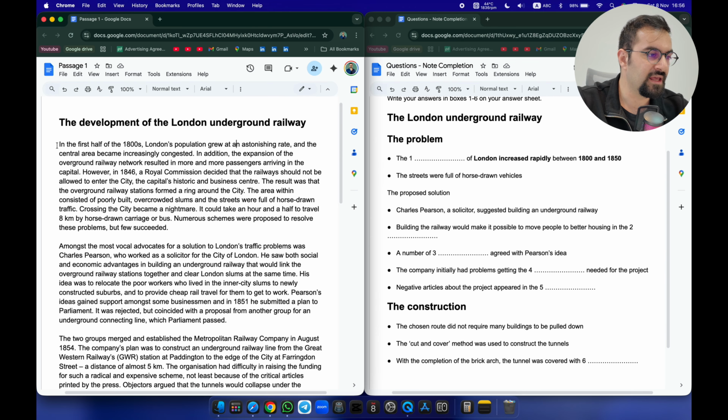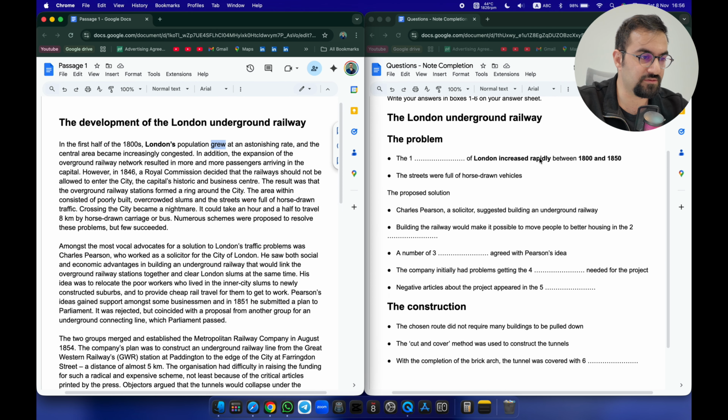And here we are. In the first half of the 1800s, London's population grew at an astonishing rate and the central area became increasingly congested. Wow, I think I already read something related to London, so I saw it, and population. So population looks like that is the answer, but I need to be sure that it matches with this "increased rapidly." And I see that instead of "increase," it says "grew." Well, I agree with that.